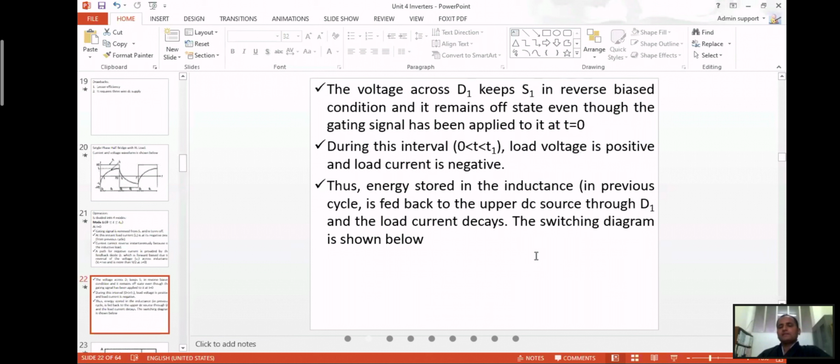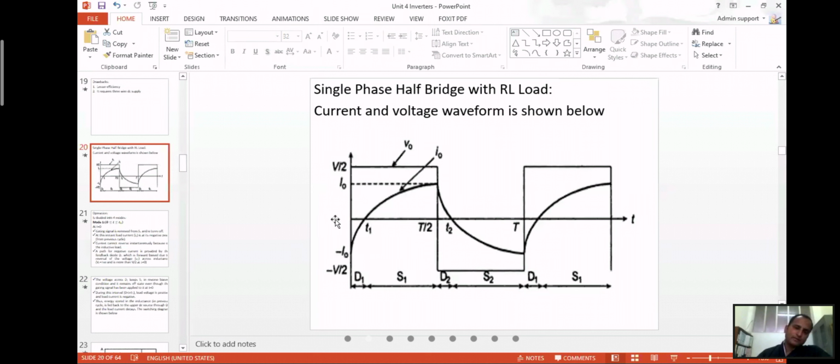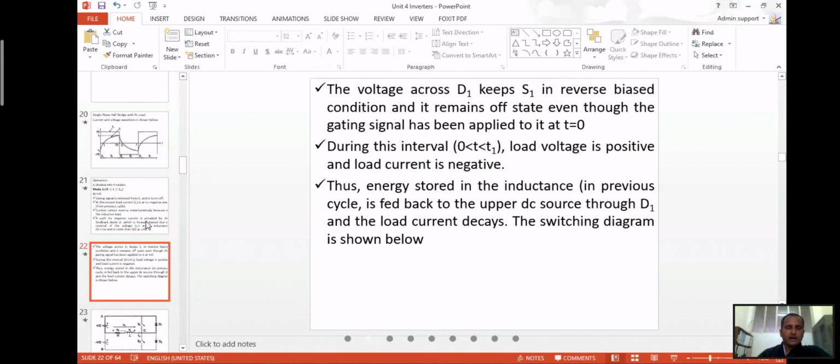During the interval between 0 and t1, the load voltage is positive, but the load current is negative. The load current is negative, reaching its maximum negative value at t1. But the voltage is positive at this point in mode 1, so energy will be stored in the inductors.